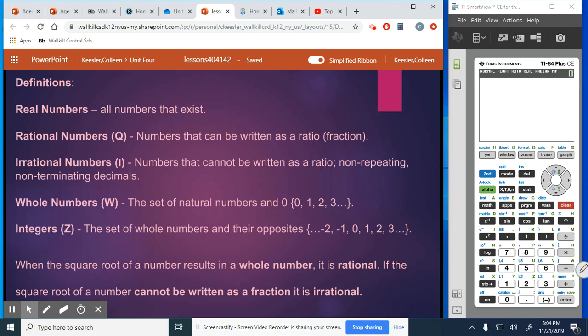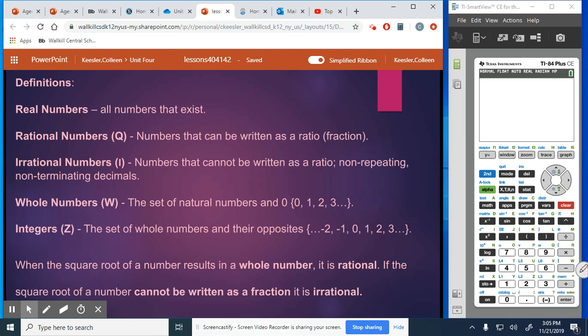So negative 2.5 is a real number. 30 over 7 is a real number. The square root of 30 is a real number. 1.28673521 is a real number. Pi is a real number. Any number you can think of is what we consider a real number and belongs to that set.